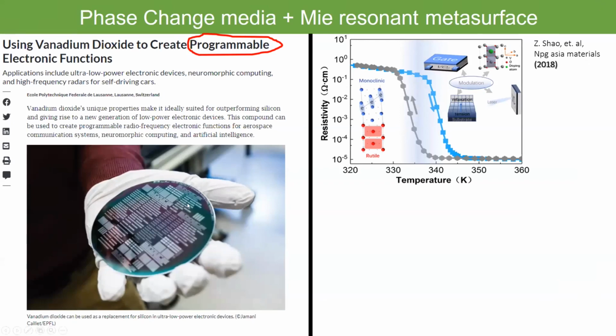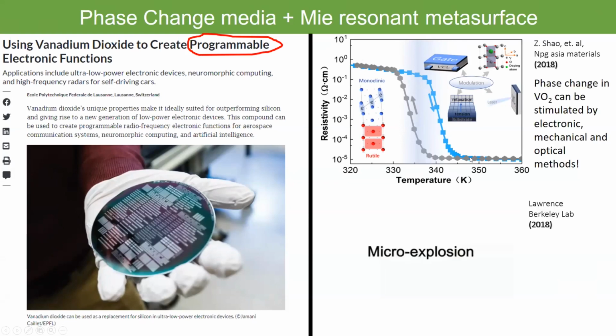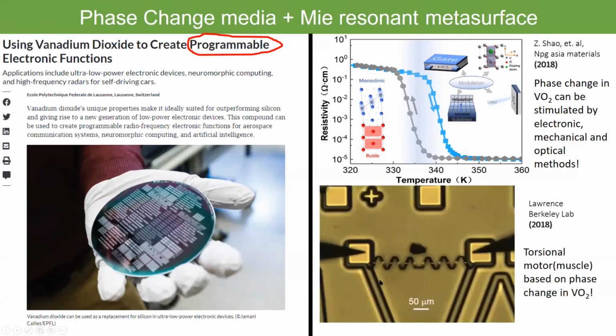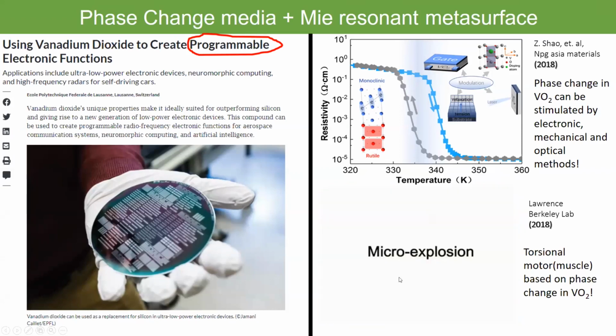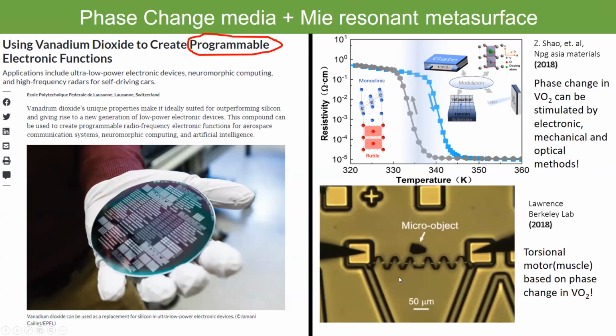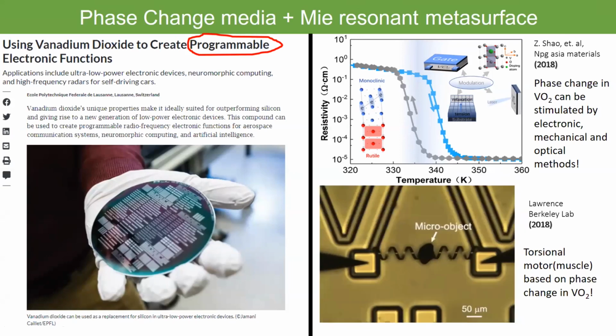It has been shown that vanadium dioxide can be modulated by electronic methods, mechanical methods, and optical methods. This is a phase transition, and just for fun, you can see that this is a micromuscle modulator, which is based on the phase transition of VO2. Due to this change of stress, it behaves like a motor.